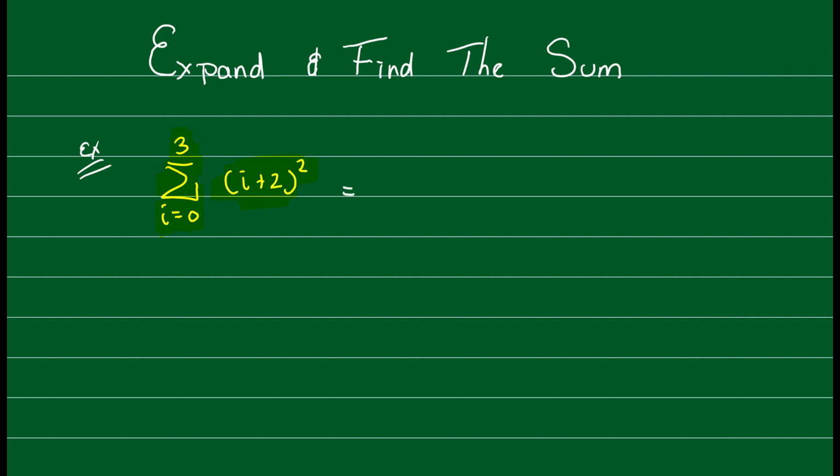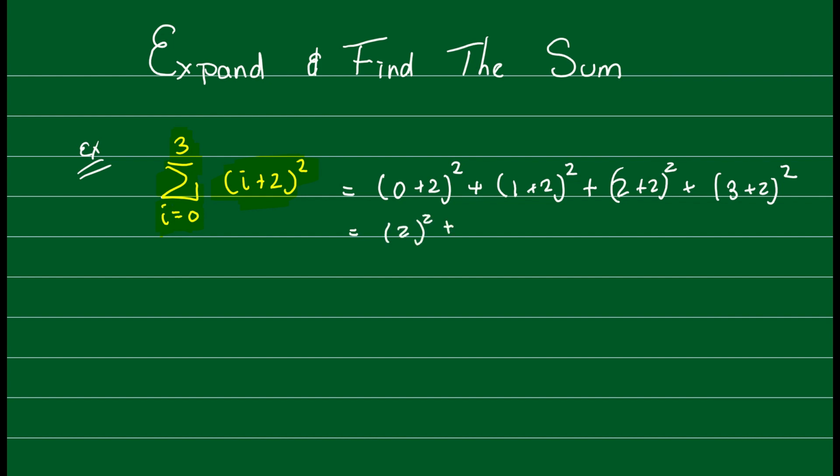This is going to be equal, well, if i is 0, the first term is going to be 0 plus 2 squared. Then the next term will be 1 plus 2 squared. The next term in the sum would be 2 plus 2 squared. And the last term will be 3 plus 2 squared. If we do these calculations, we get 2 squared plus 3 squared plus 4 squared plus 5 squared. And you add them all up, and that is the value of your summation. You can finish the problem.